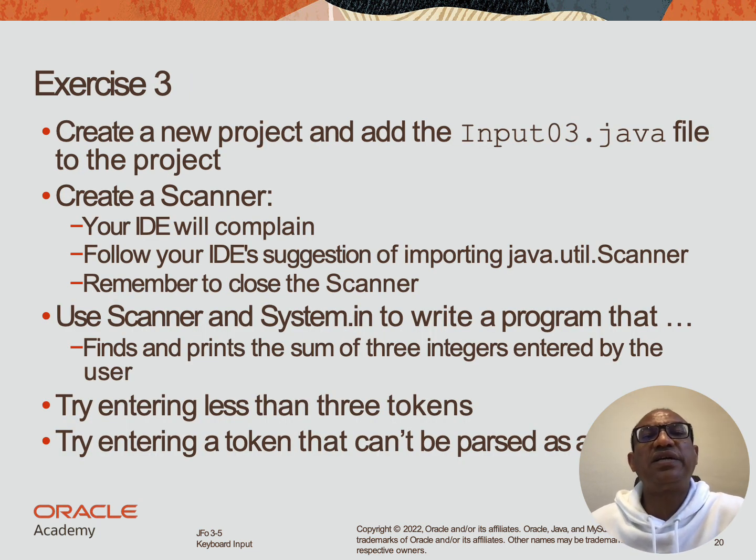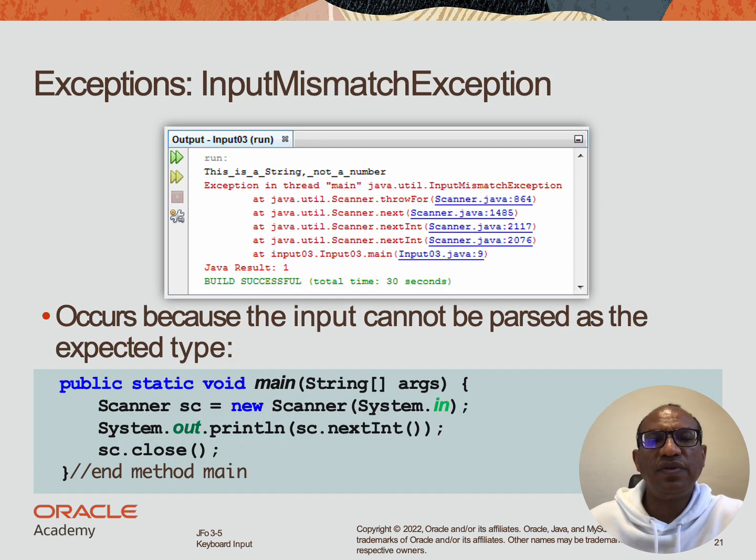In exercise 3, create a scanner and write a program that reads 3 integers and prints their sum. Try different input styles to test the behavior. If your input doesn't match the expected type, Scanner throws an InputMismatchException. You'll learn to handle this in a later module.